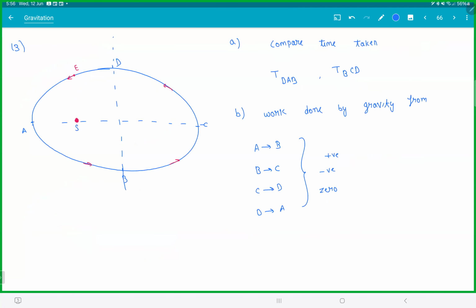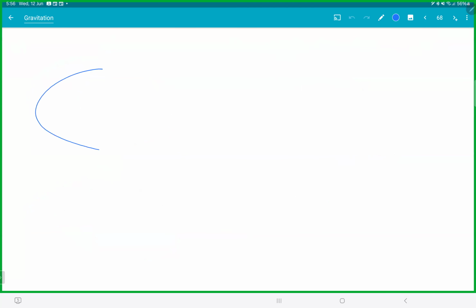What about the second part? You're going from A to B, B to C, C to D, D to A. Straightforward. There's no need to check out the values. Just ask yourself this. Work done by all forces is change in kinetic energy. So when you're going in an ellipse, the closer you are, the faster you're going. So at this point, the speed is maximum. You are the closest. Here, the speed is minimum. Here, the speed is something in the intermediate stage.